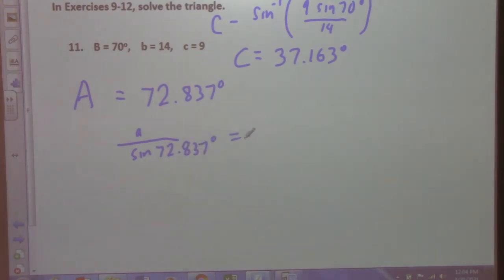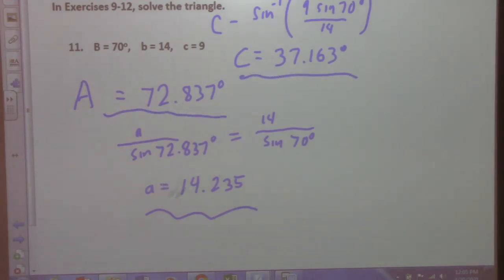Thank you. So is this your equation right here? That should be it, it's the only one I can think of. Yes, and I got 14.235. So we got angle C, angle A, and side A. Okay? Questions on that? That looks like some good work to me. Okay, thank you for doing that. Good work. Let's go ahead and work out number 12.